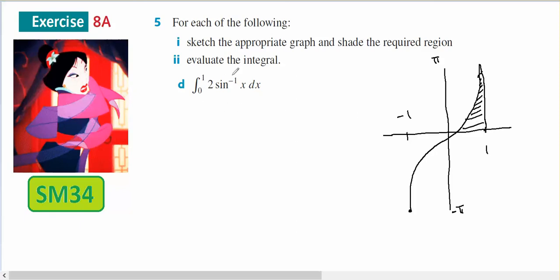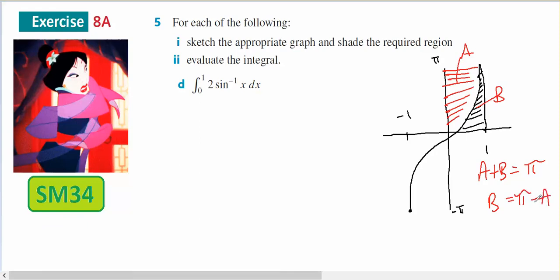Now, I have no ability to take this definite integral because I don't have a rule for the integral of the inverse sine. But if I looked at finding this area here, I do know if that's A and this is B, I know that A plus B's area will be 1 times pi or pi, therefore B would be pi minus whatever A is.